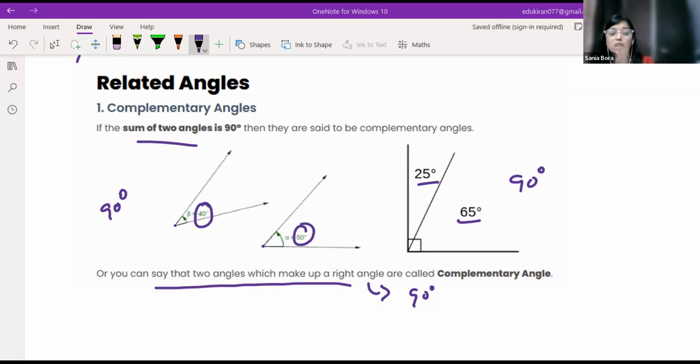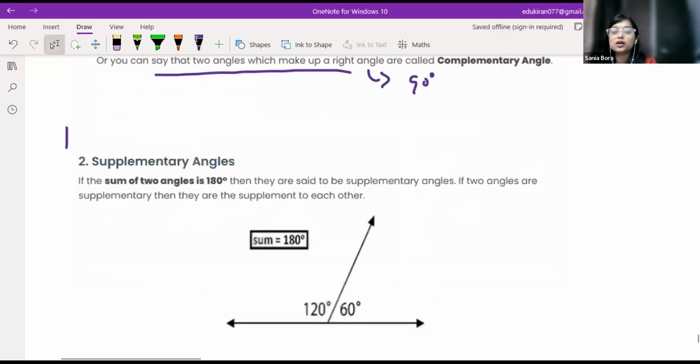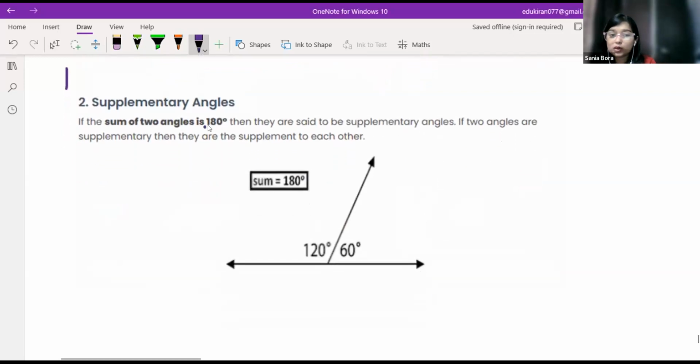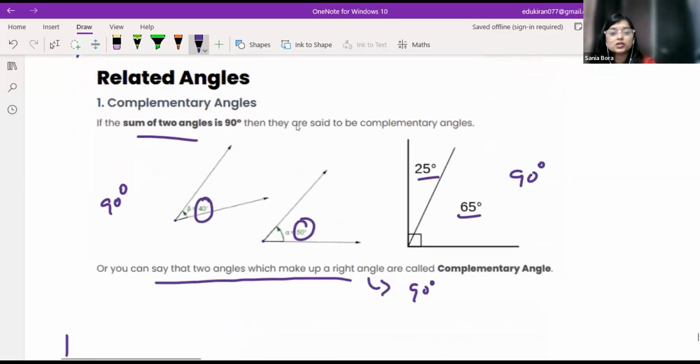Now, for example, if there are angles and their sum comes to 180, not 90, then they are called supplementary angles. If the sum of two angles is 180 degrees, they are said to be supplementary angles. If two angles are supplementary, then they are supplement to each other. Can it be two right angles? Yes, it can be two right angles as well, not a problem. The sum should be 180 degrees. That's it. So quickly write these down.